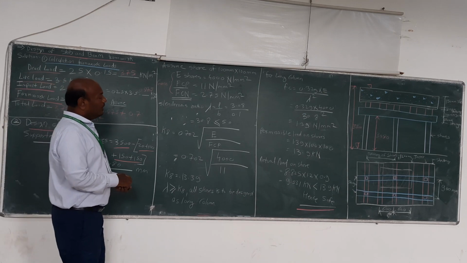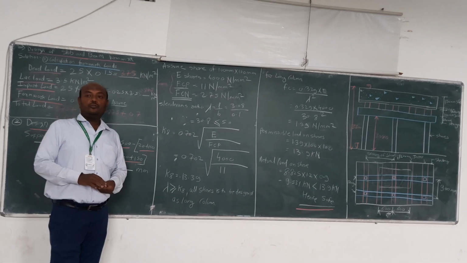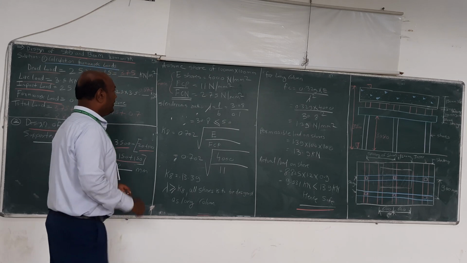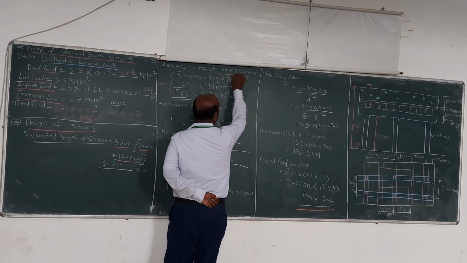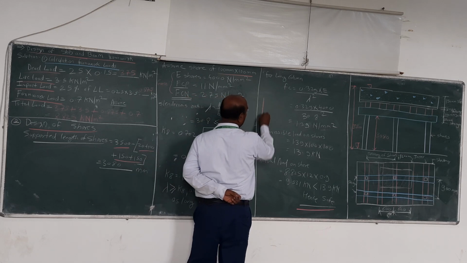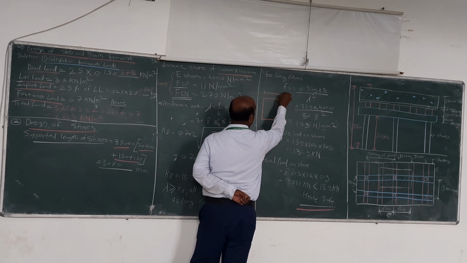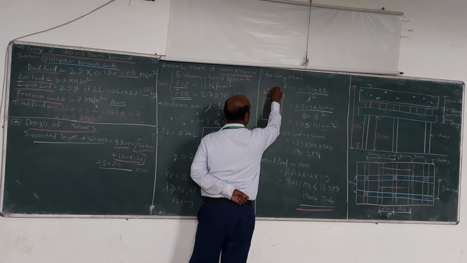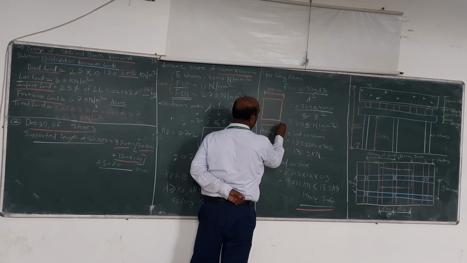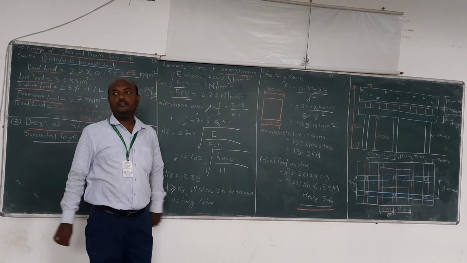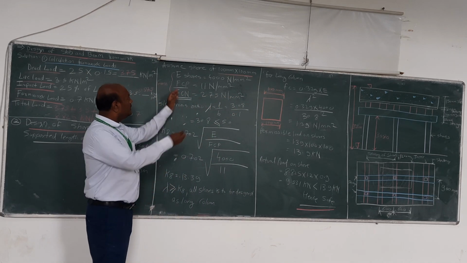Okay. Now we will assume the size of the shore. So here we are assuming the size of the shore to be 100 mm by 100 mm. Okay. This is the size of the shore, that is 100 mm by 100 mm. This is 100 mm, and this is also 100 mm. This is the size of the shore which we have assumed.